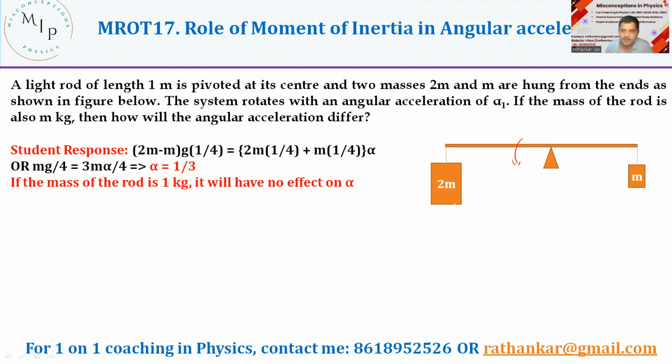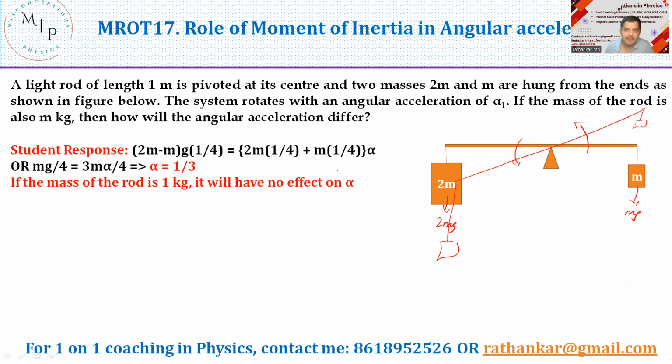Why should it rotate like this? Because there's a force 2mg acting here and a force mg acting here, and this force is larger than that force. Hence this mass should pull the rod like this, so this end will go downwards and the other end will go upwards. After some time, you will observe that the rod will become like this, with the mass m attached here and the mass 2m attached here. This is what will happen.